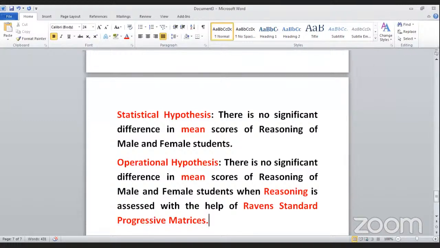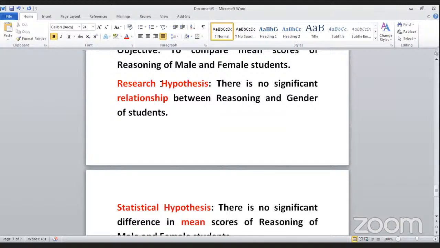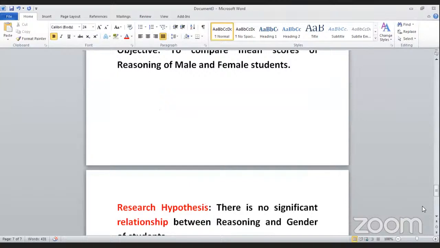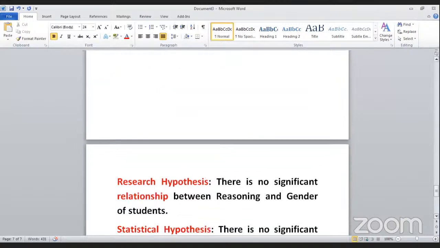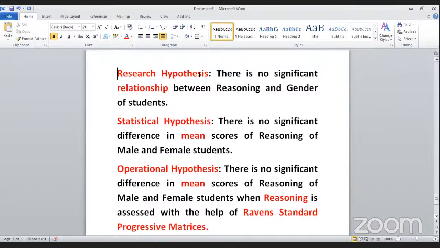So you see the difference amongst the research hypotheses. If you want, I can keep all of them on one page, so you can see the difference. This is the research hypothesis, this is the statistical hypothesis, and this is the operational hypothesis.